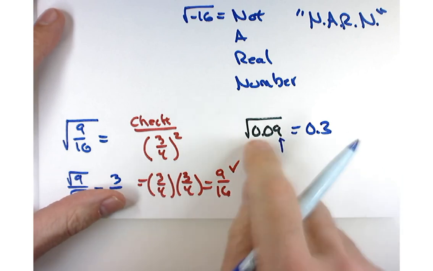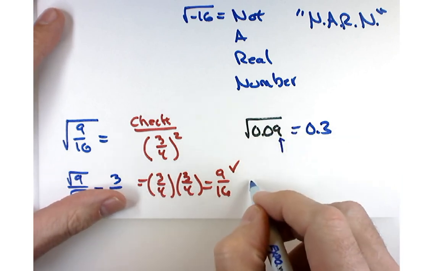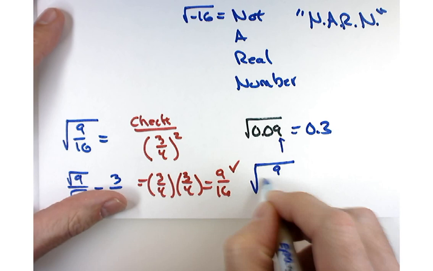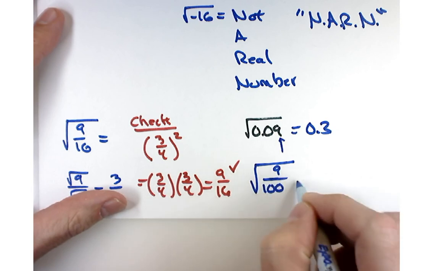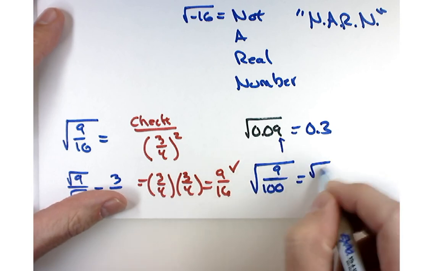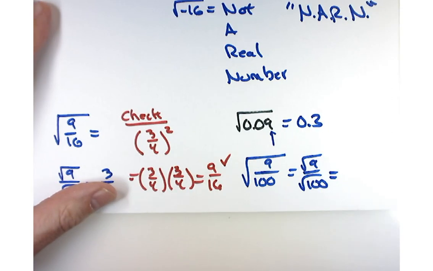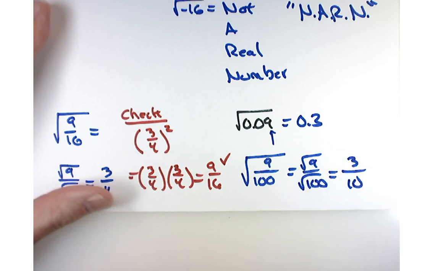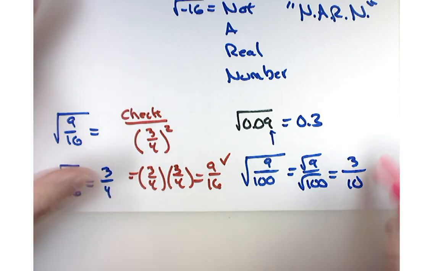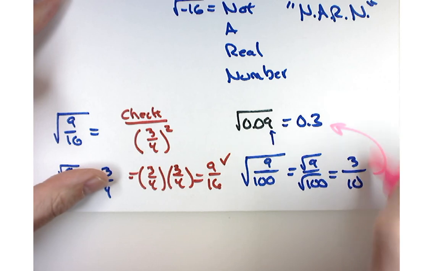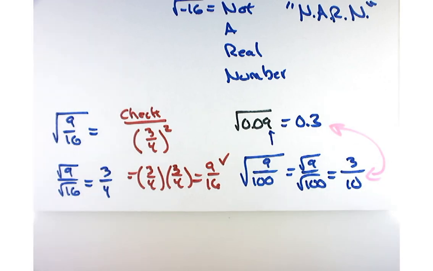That 9 is in the hundredths place, so I could also think of this as 9 100ths. And from there, let's break it up as the square root of 9 over the square root of 100. 3 over 10. Thank you so much. So that 3 over 10 is exactly the same as 0.3. So kind of a different way to think of that.